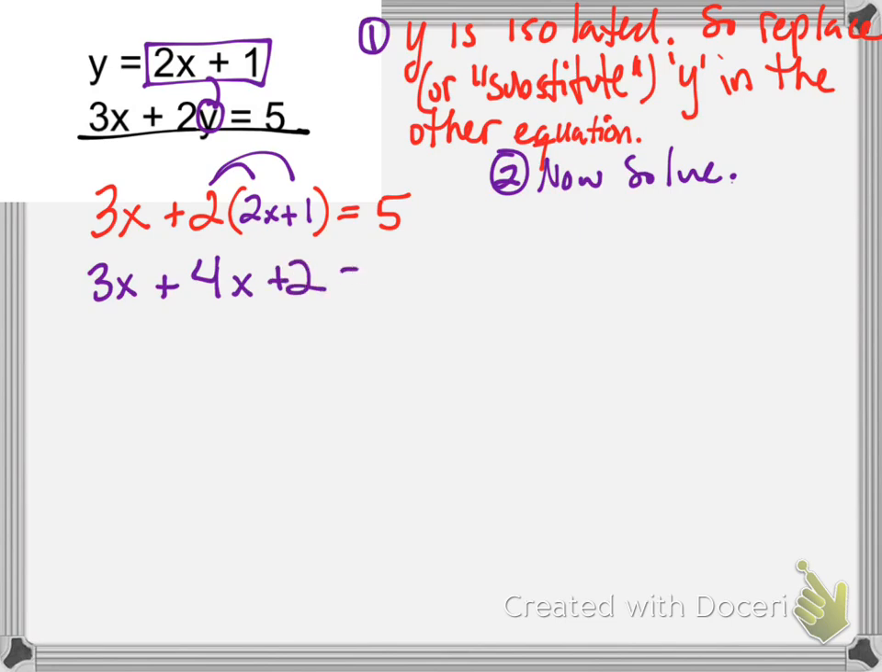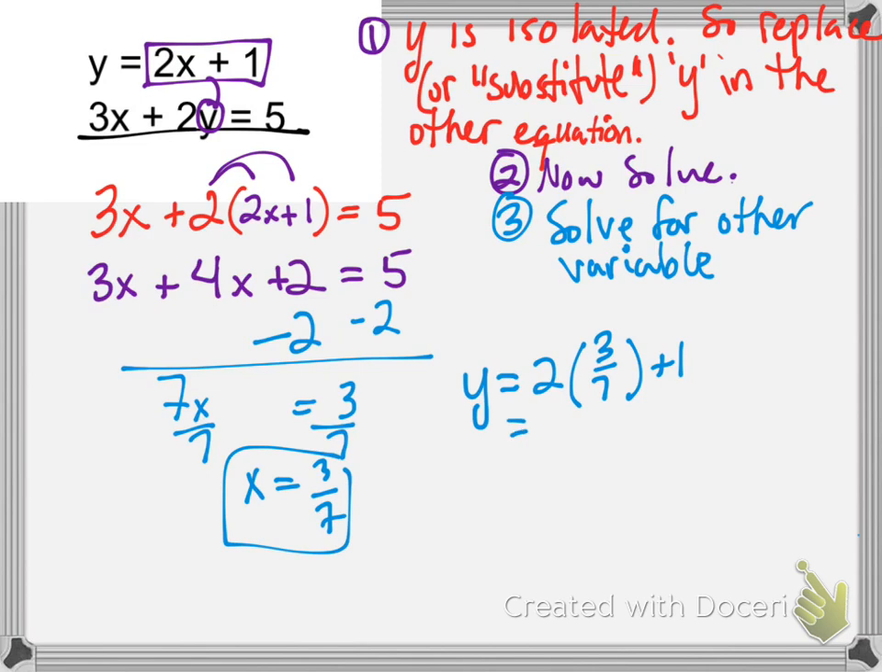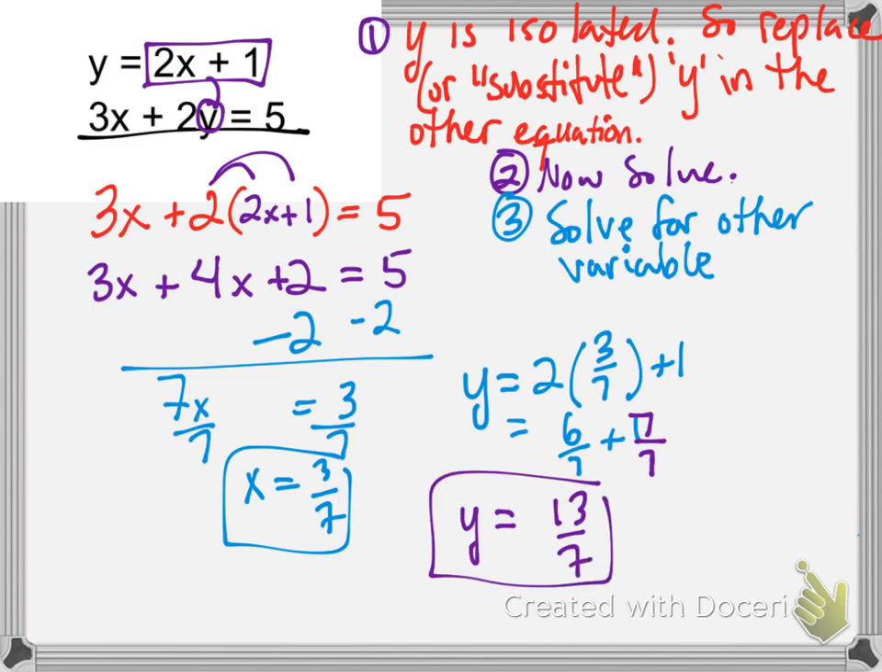So I'm going to distribute, combine like terms, move the 2 to the other side, and I get x equals 3/7. Now I need to remember to plug that 3/7 back into one of the equations to get the y value. So doing that gives me y equals 13/7.